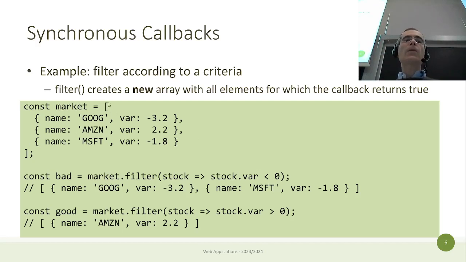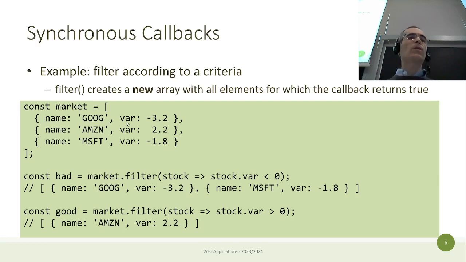Market, actually it's an array for JavaScript because we open the square brackets. And then there are three objects. Why objects? Because we open the curly bracket here. So every time we open a curly bracket, we create a new object, right? There are two properties in the object, name and var.